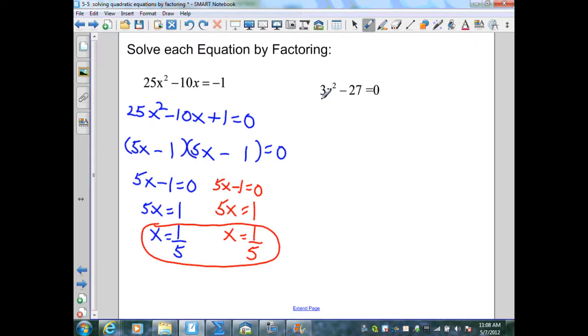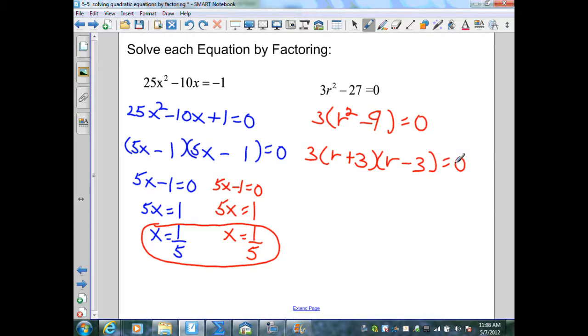Our next example, 3r squared minus 27 equals 0. It's already in standard form. It's set to 0. I do not have a middle term where r is an exponent of 1. Here I look to see if I can find a GCF. I can factor out a 3. That gives me r squared minus 9 equals 0. This is familiar to me. It is a difference of squares, so I need to factor again. So that's 3, and that would be r plus 3, r minus 3.